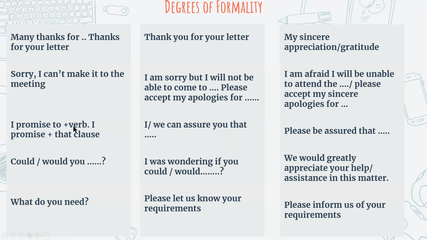I promise to do something. I promise that I will attend your wedding. I will come to your wedding. I will make it to your wedding. All these expressions are used in an informal context. I can say, I or we can assure you that something will happen. This is a neutral expression. Of course, it means that it's a semi-formal expression. Please be assured that this is a formal expression.